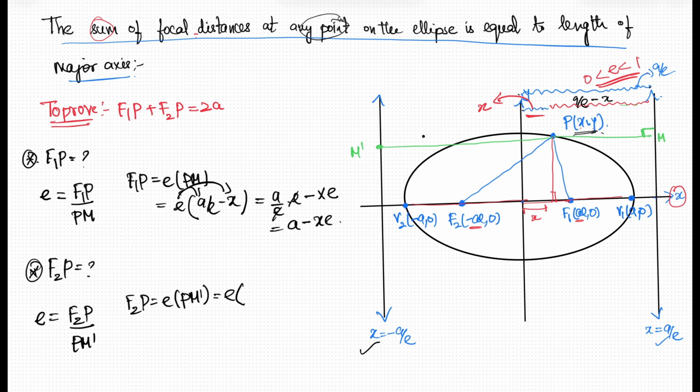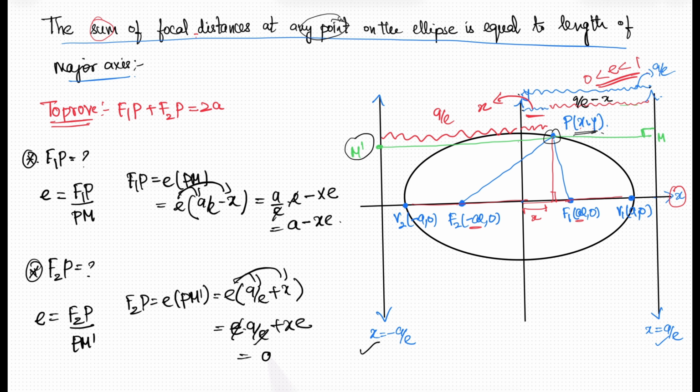PM bar is the distance from here to here. From this point to this point, the distance is a by e, because the point over here is minus a by e. And this distance that we already found out is going to be x. Now the overall distance would be a by e plus x. Now let me multiply e inside: e into a by e plus xe, e gets cancelled, a plus xe would be the answer.